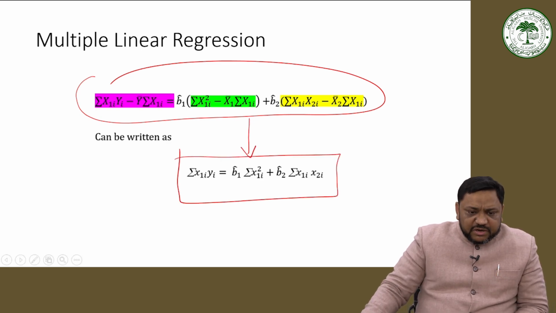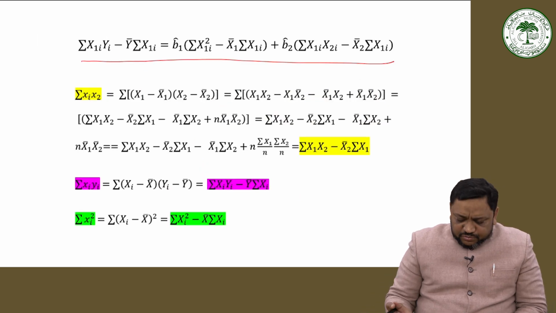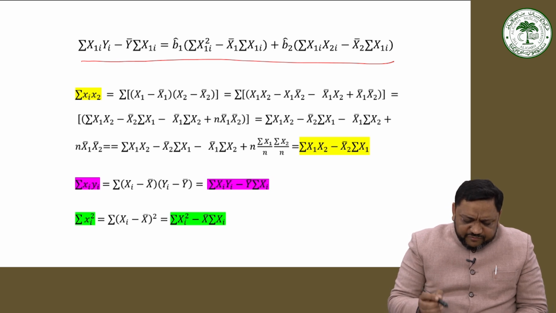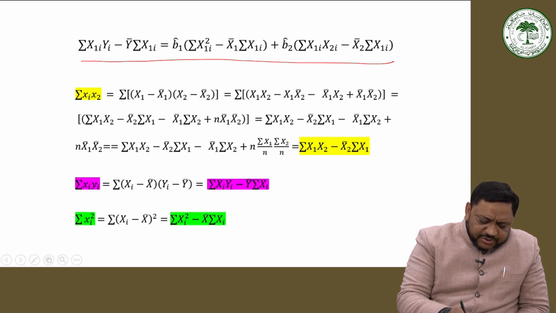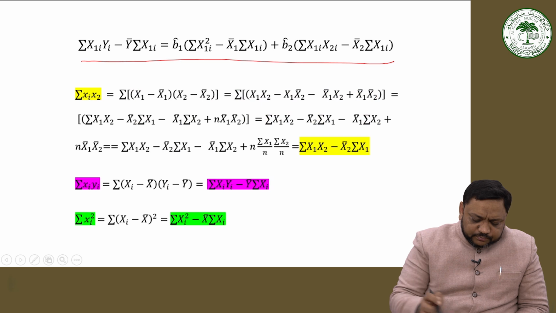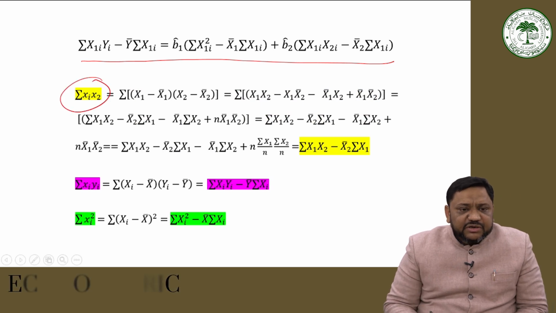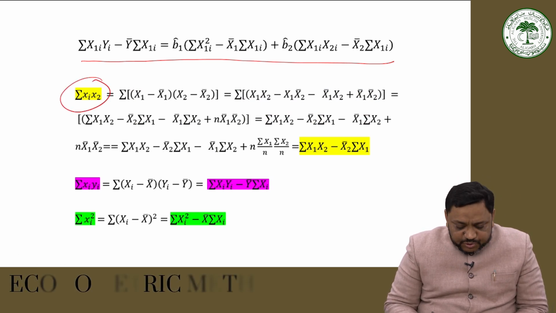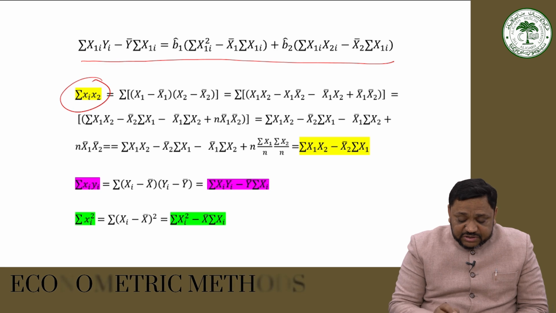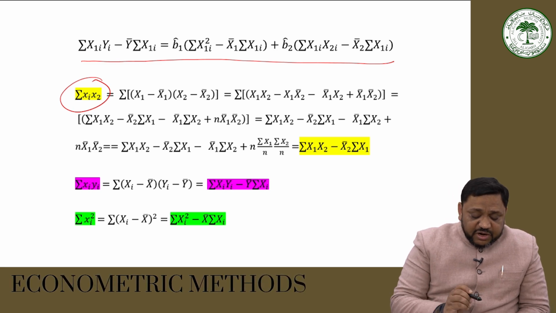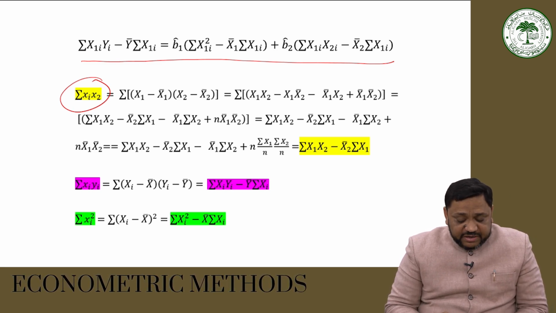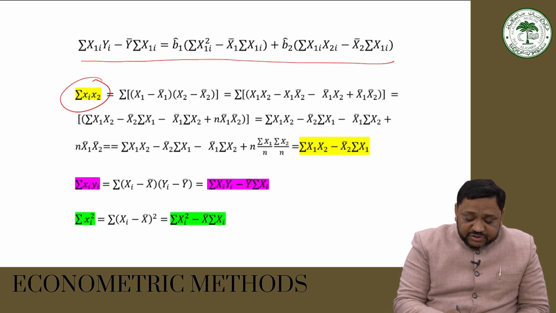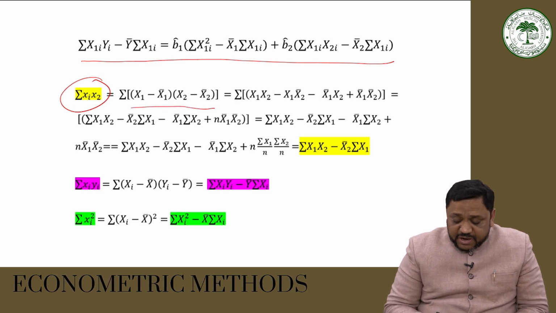We will be writing the above equation in the format of the below one. Now, just let me show you one of them. I take one term, summation small x1 small x2. Now this is small x. If I open it, small x1 is nothing but x1 minus x1 bar, and small x2 is nothing but x2 minus x2 bar. Now we do the cross multiplication.